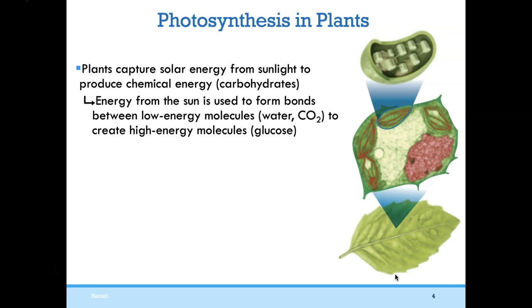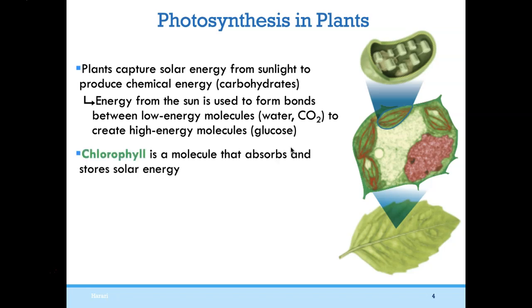Remember, in order to get smaller things into a bigger thing, we need to input energy, right? It's an endergonic reaction that requires energy. So the energy comes from the sun. The sun is basically infusing these low energy molecules like CO2 and water to become a higher powered glucose molecule. And glucose has bonds in it, and those bonds contain energy.